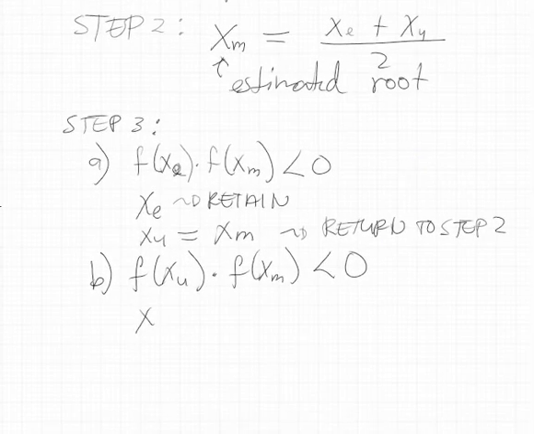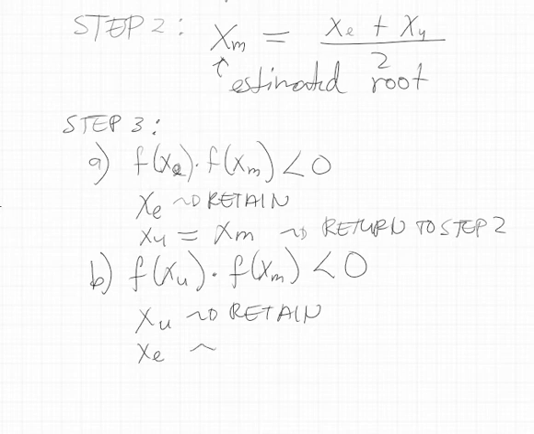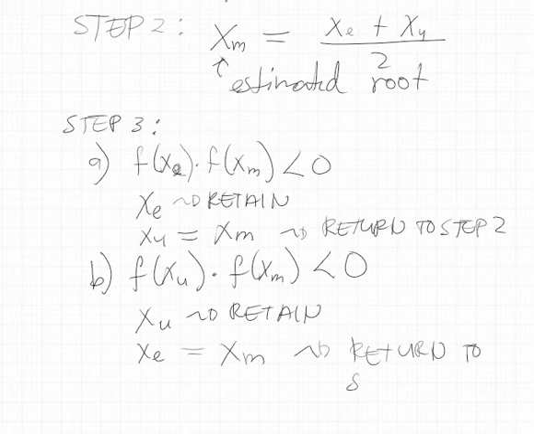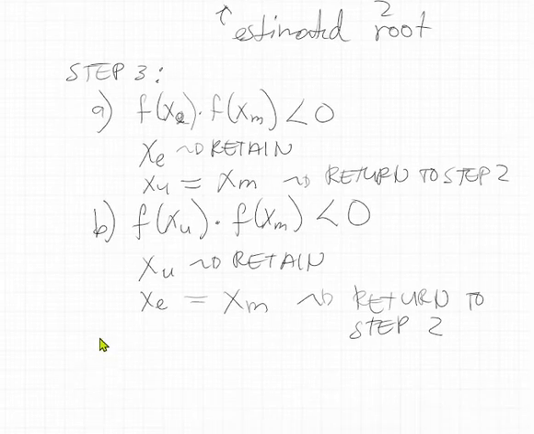So xu will be retained, and our new lower limit now will be equal to xm, the midpoint. Then after doing that, you return again to step 2. Then the third case is when it's exactly equal to 0.